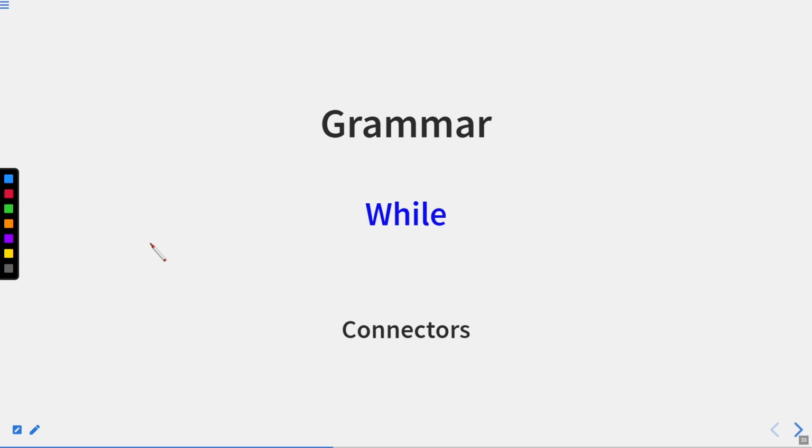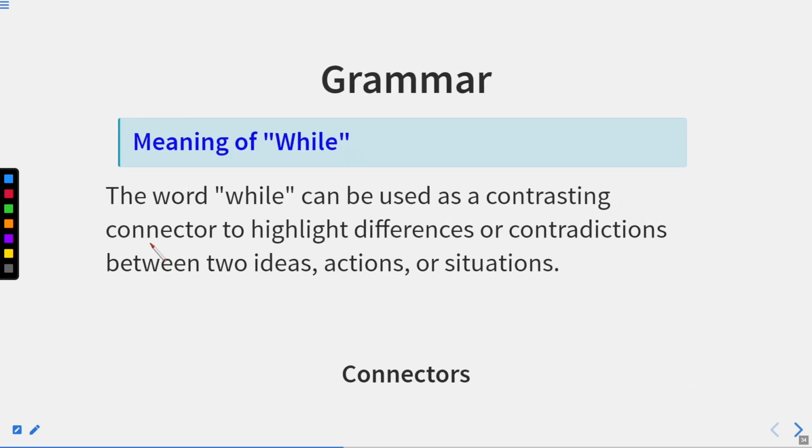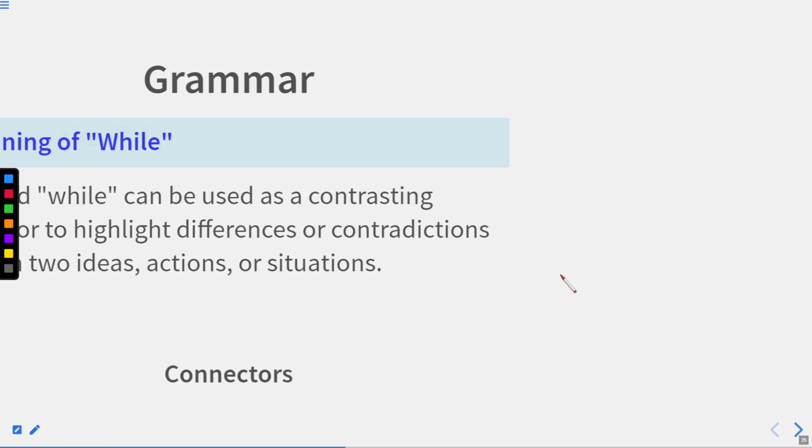Now here we are going to discuss one more contrasting connector, and that is while. So while is again a contrasting connector. How to use it? Let's discuss. Meaning of while. The word while can be used as a contrasting connector to highlight differences or contradictions between two ideas, actions, or situations. So, this is just like the phrase on the other hand, as we have used that. This is also the same. This also shows the same opinion and the pattern. So, this is just contrasting two statements which are opposite and which have two opposite viewpoints.